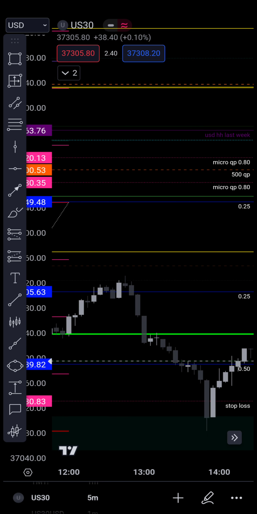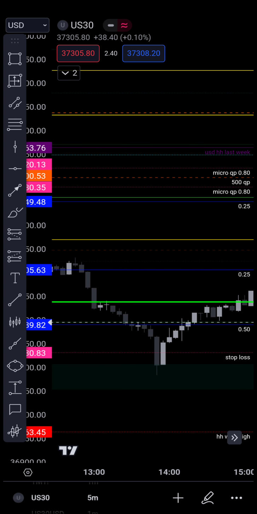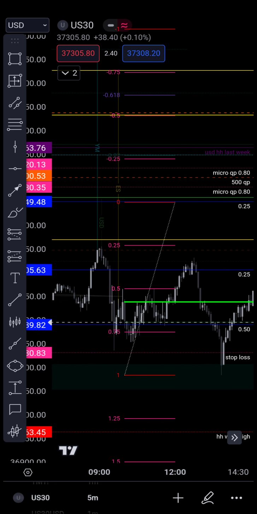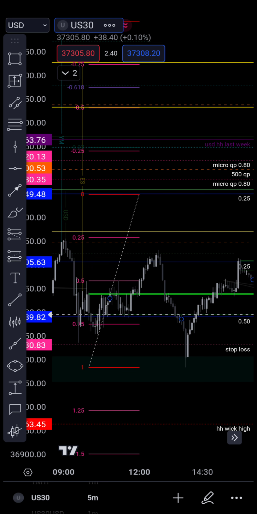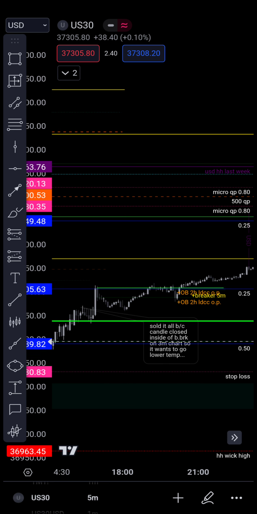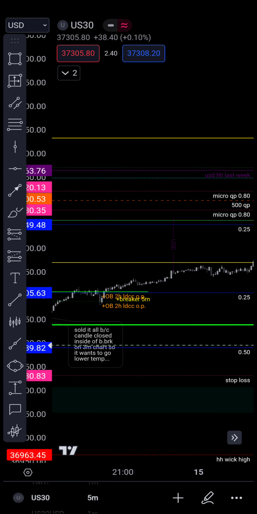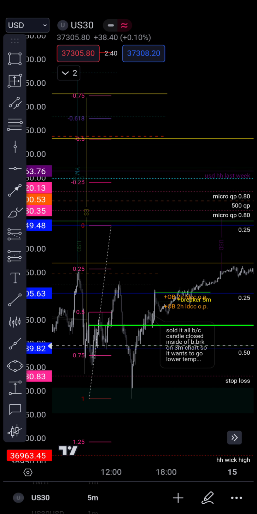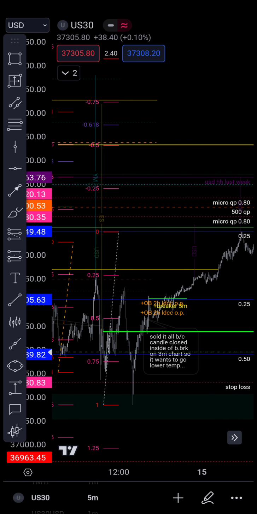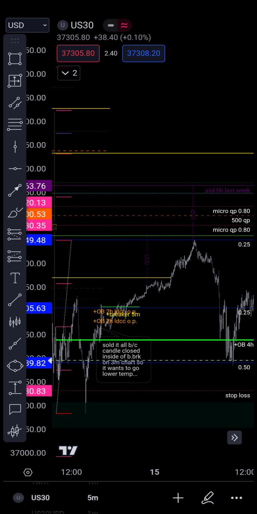Now, also, I'm just going to go over the main points in that first video. I have a 4-hour bullish order block on here. Okay, so that's what that green line is right there. Let me show you what I'm talking about. Okay, so I'm on a 5-minute chart, but on a 4-hour chart, I have a bullish order block on here.